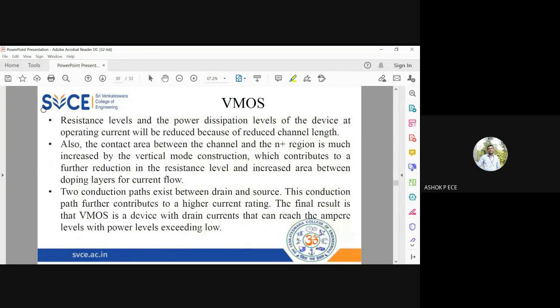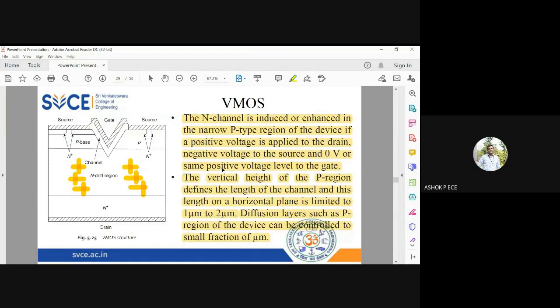And the resistance levels and the power dissipation of the device will be reduced because of the reduced channel length. The channel length is in the form of a V, right? So it is reduced.